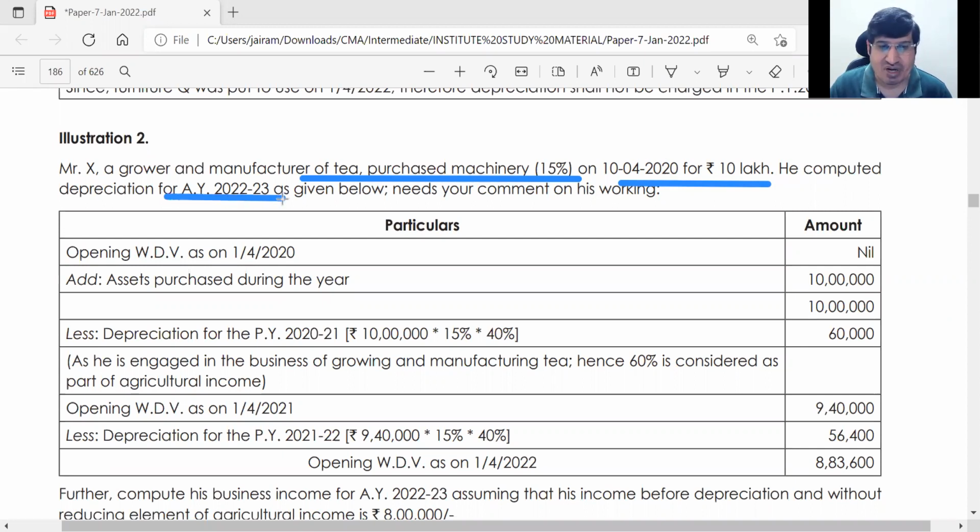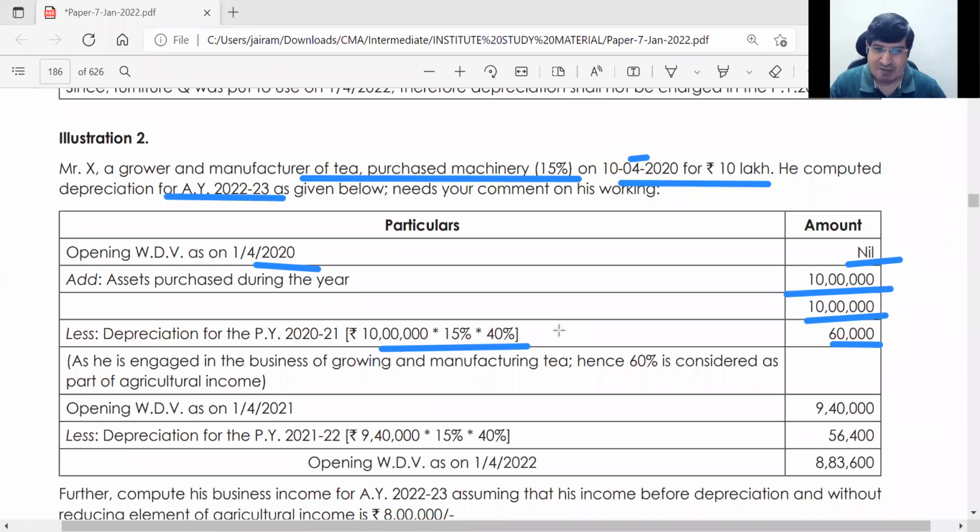Now he has computed for the current AY like this. He has taken 1/4/2020 opening as nil. He bought only on 10/4, and then he purchased 10 lakhs, so the total is 10 lakhs. And then he provided depreciation as 10 lakhs into 15% into 40%. The real thing in this problem is that this is not the right way of computing, because a section has told us how to compute in this case, where there is a part of agricultural income in your transaction. There is a section for that. That's what is being shown here.